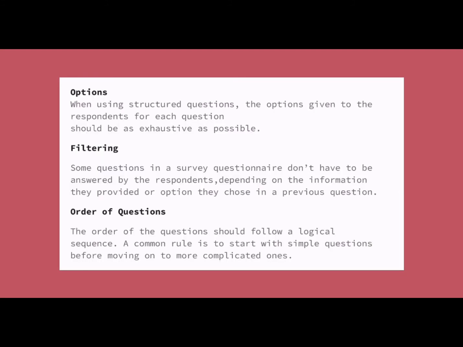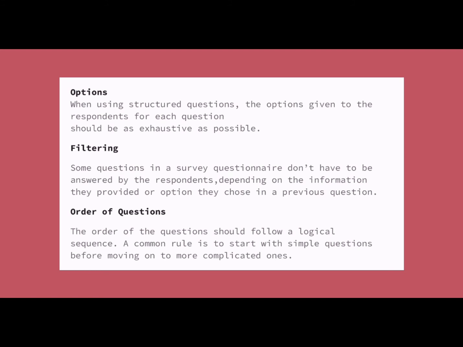Filtering. Some questions in a survey questionnaire don't have to be answered by the respondents depending on the information they provide or option they choose in a previous question. So, filtering is used to guide the respondents to answer only the questions, which is typically yes or no, that are relevant.